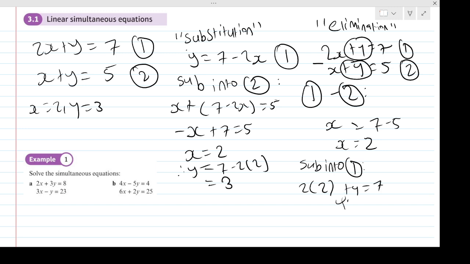Well, that be 4 add y equals 7. Therefore, y is 3. And there we are. We've got the same solution there again. Cool. So that's the whole idea, right?